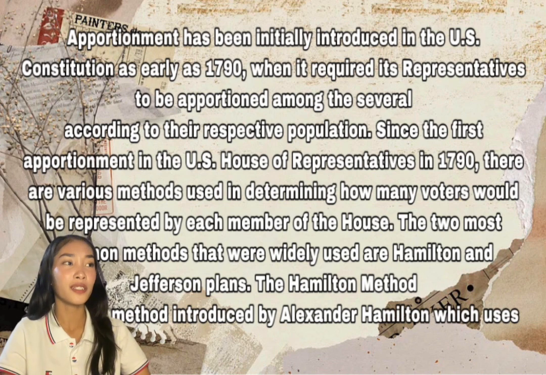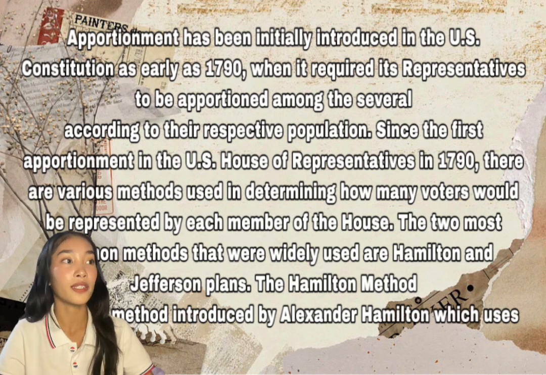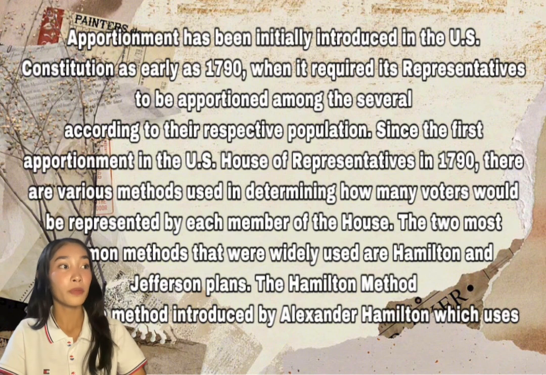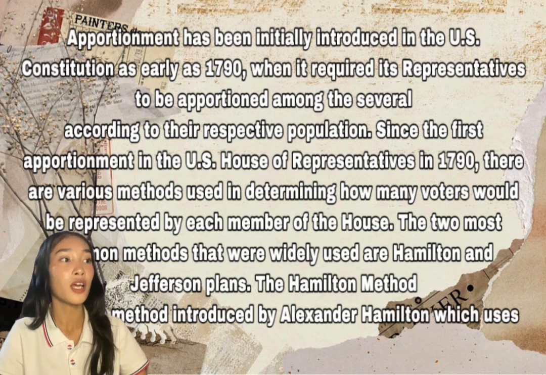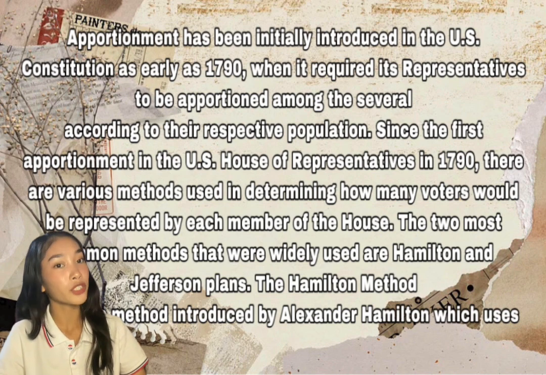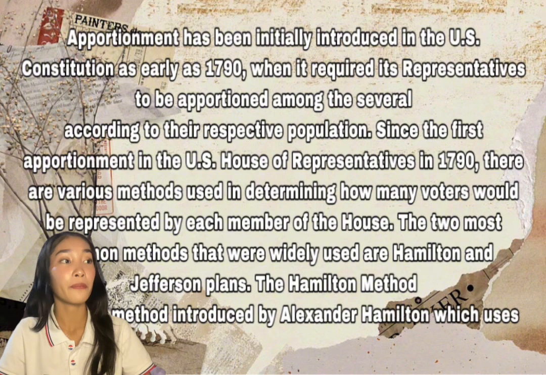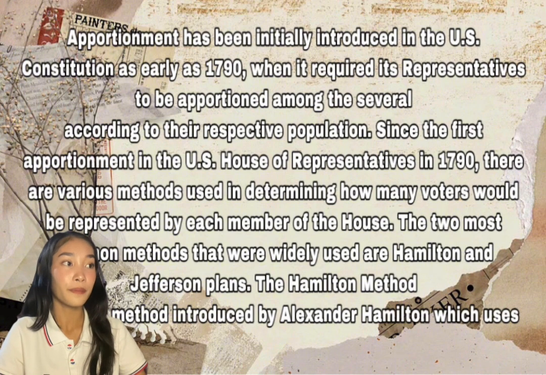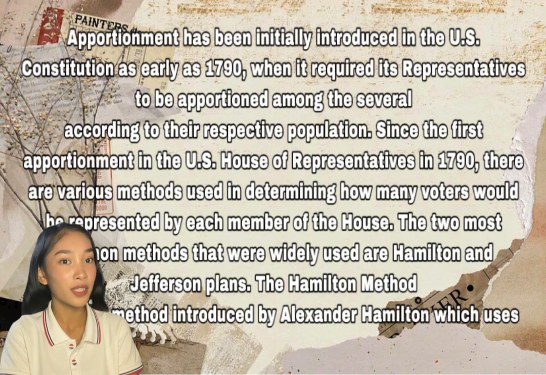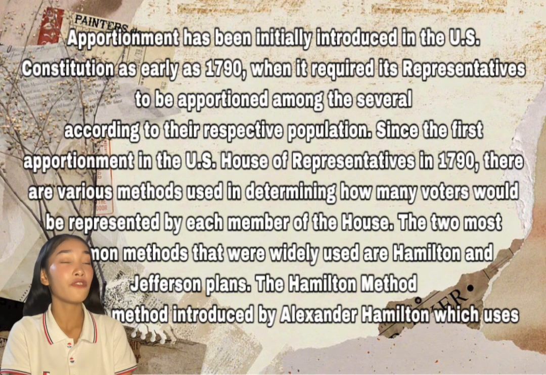Apportionment was initially introduced in the US as early as 1790, when it required its representatives to be apportioned among the several states according to their respective population. Since the first apportionment in the US House of Representatives in 1790, there are various methods used in determining how many voters would be represented by each member of the House. The two most common methods that are widely used are the Hamilton and Jefferson plans.